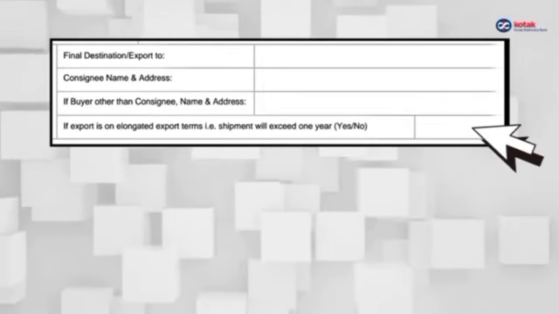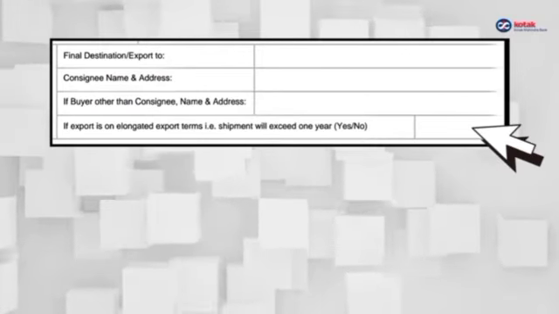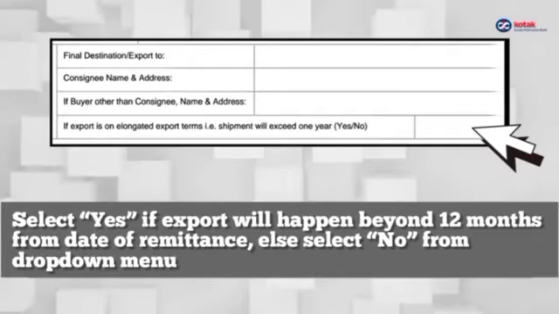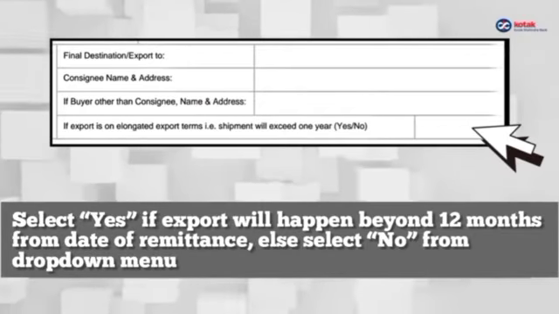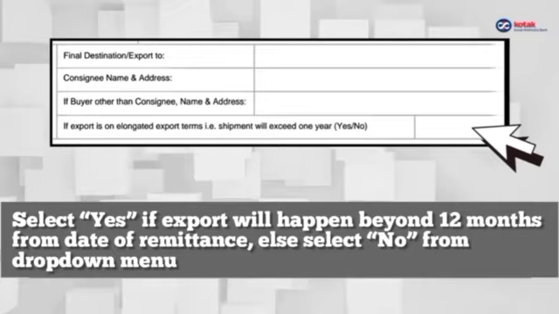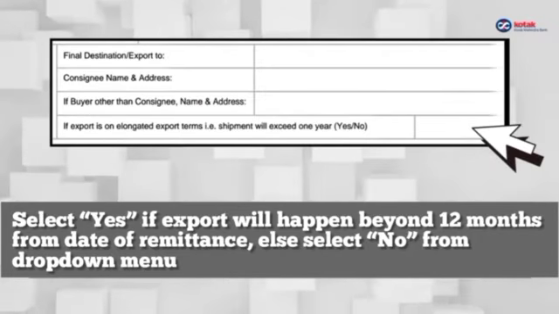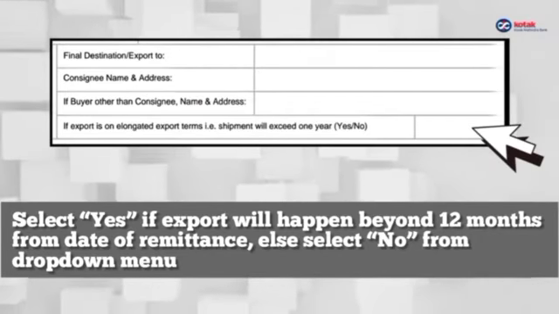If export is on elongated export term, that is shipment will exceed 1 year. This is applicable only if export will happen beyond 12 months from date of remittance. Kindly select yes, no as applicable.